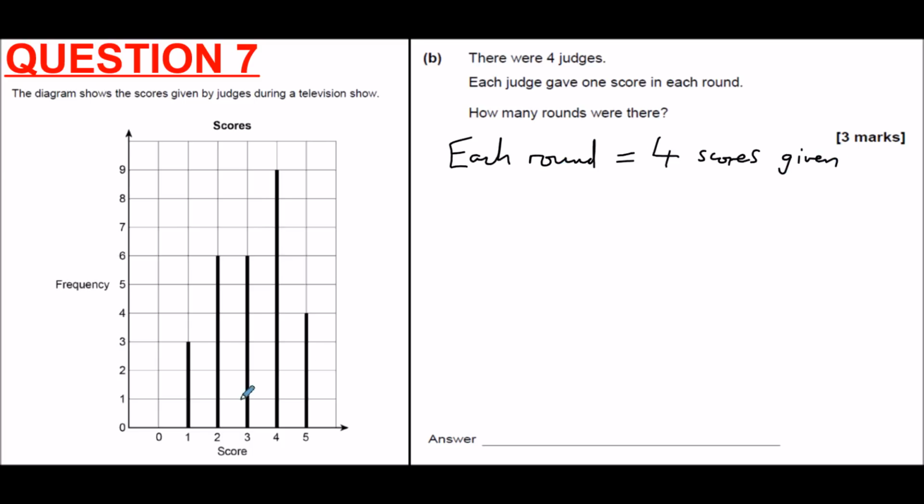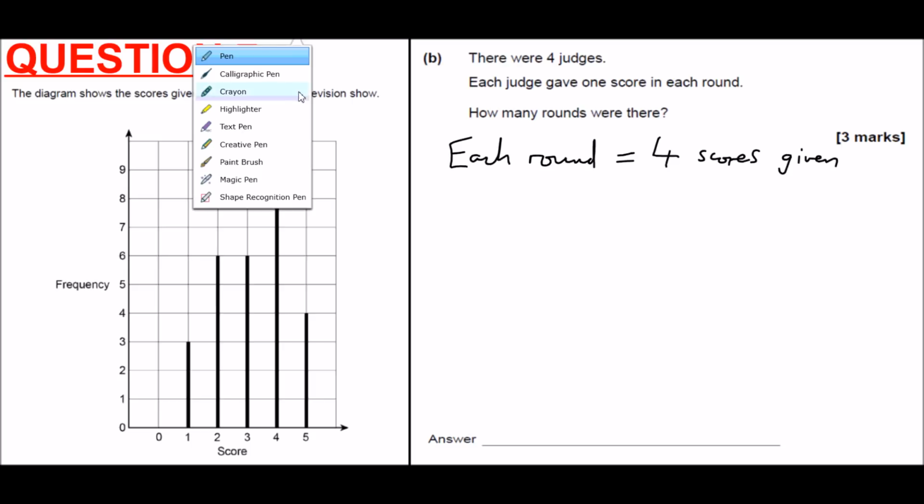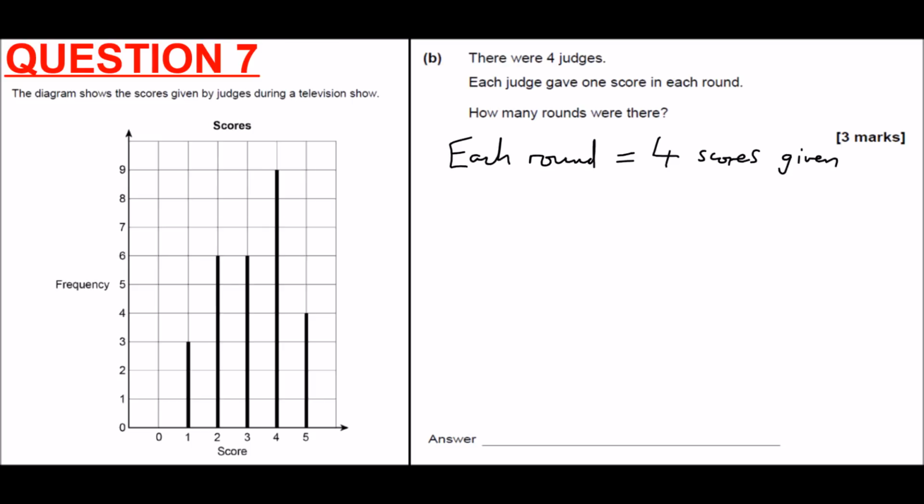So what we need to do here is to calculate the grand total of how many scores were given out. So 0 was never given out. The score of 1 was given out 3 times. A score of 2 was given out 6 times, as was a score of 3. A score of 4, which we said before was the mode, was given out most at 9 times. And finally, a score of 5 was given 4 times.